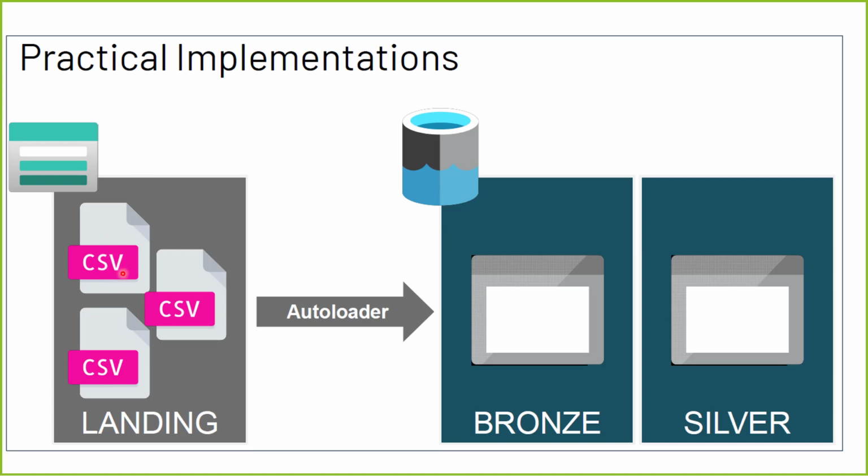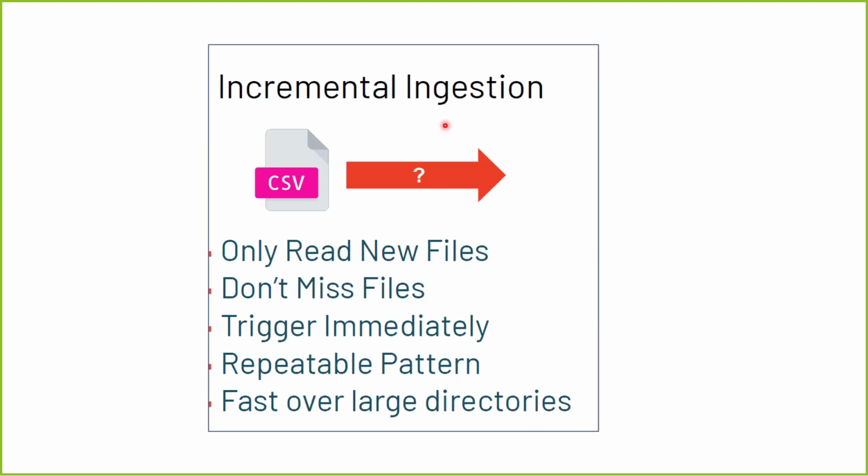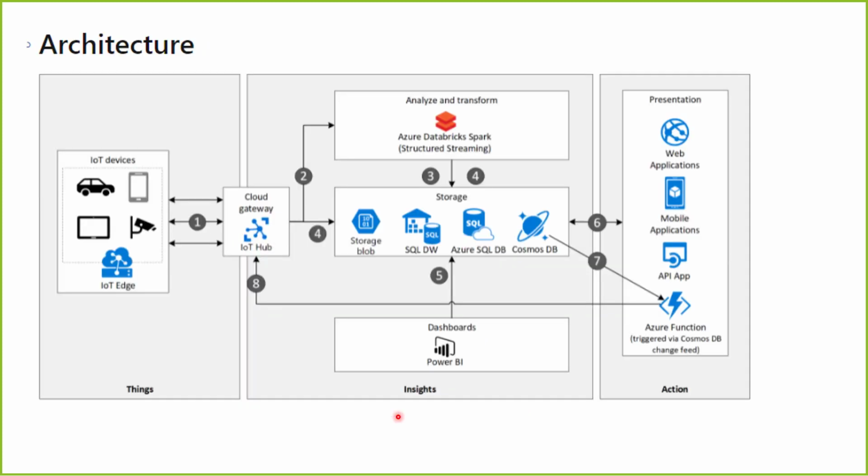We have one landing zone. For us, we have seen the daily log folder, where we receive all the files. They might come every minute, every second, every hour. They might be different file formats, CSV or JSON, or different files in different folders from a variety of sources, and then we process them into bronze, silver, or gold tables. So what is the benefit? We are getting incremental ingestion. We don't miss any file. Whenever a file comes, it will be scheduled or triggered automatically, and it's fast over large directories.